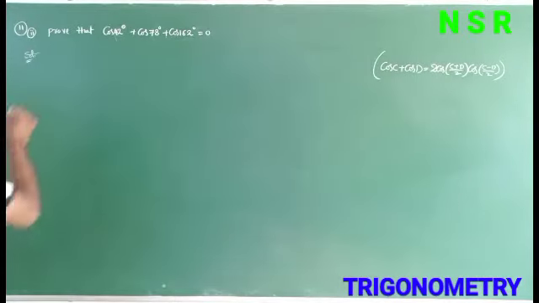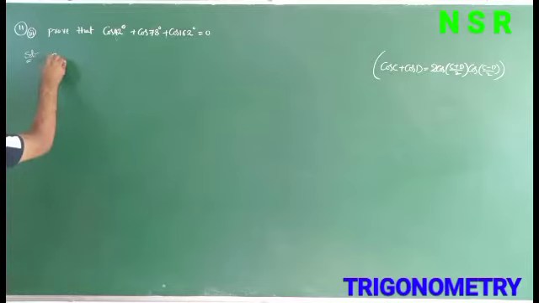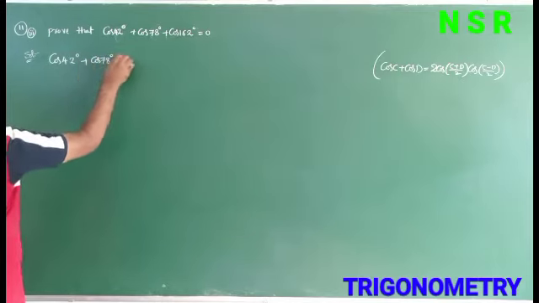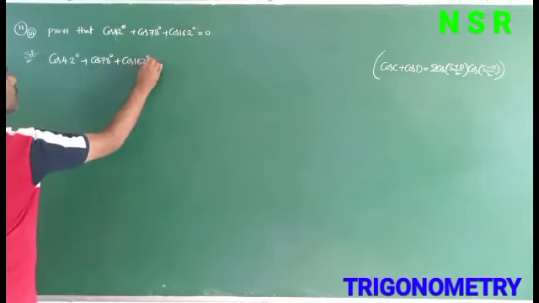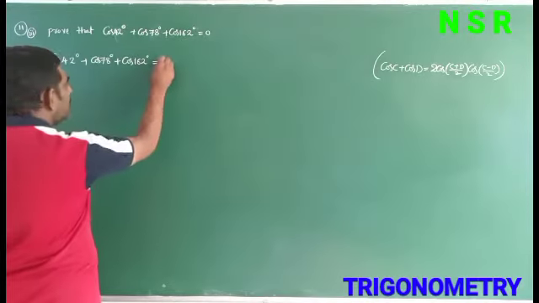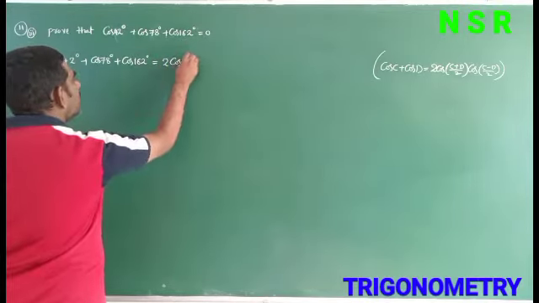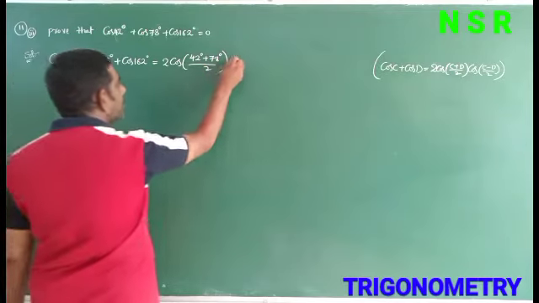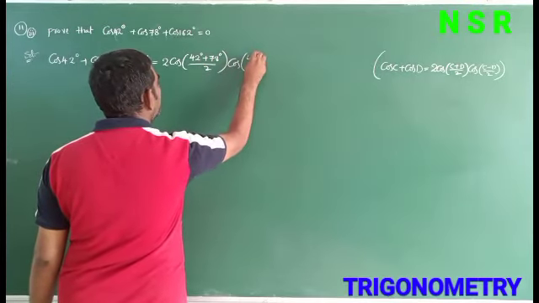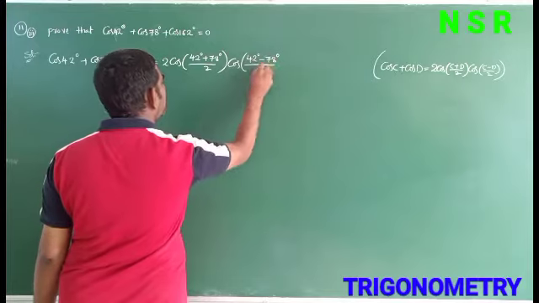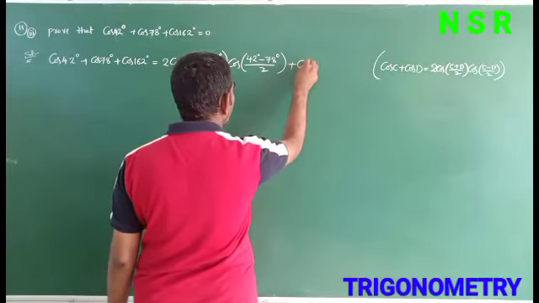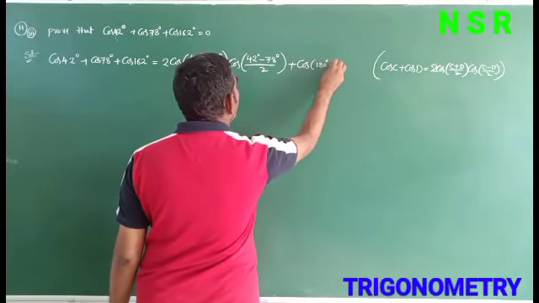So next question number 3, prove that cos 42 plus cos 78 plus cos 162 equal to 0. So here also apply the same formula, cos 42 plus cos 78 plus cos 162. So apply cos C plus cos D, 2 cos (C plus D) by 2 into cos (C minus D) by 2, plus cos 162. It is near to 180, we can write it as cos (180 minus 18).